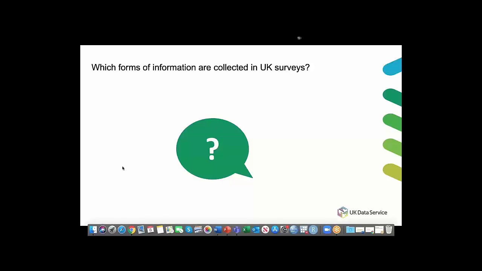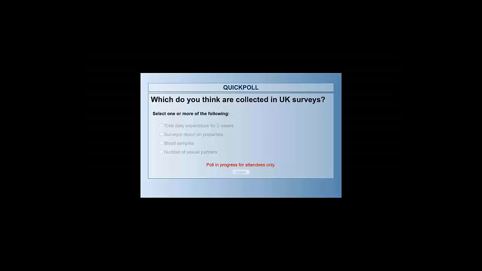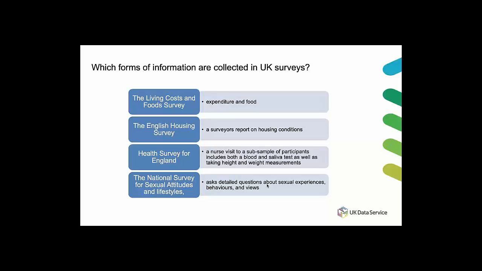To give you an idea of the variety of data collected, we have a quick quiz question. A list will appear of various forms of information relating to individuals and housing. This will show on the screen now. So which do you think are collected as part of any UK survey? Well, this was a bit of a cheat, as they all are.